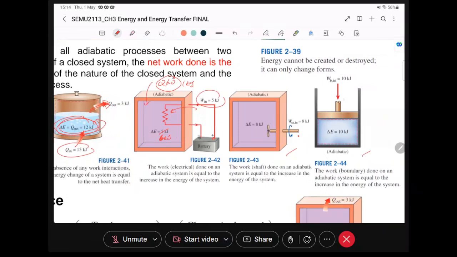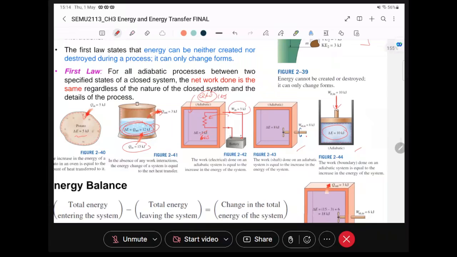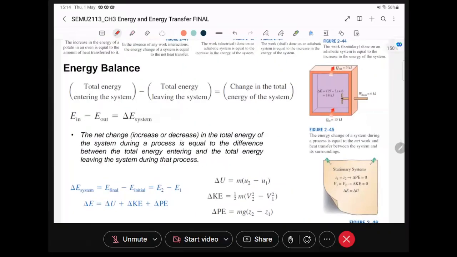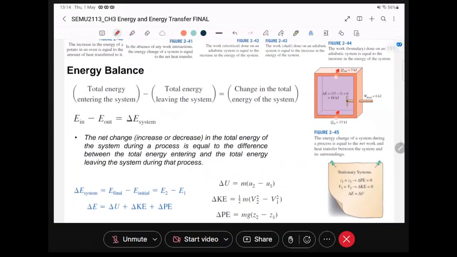Even the piston pressing a closed cylinder. 10 megajoules of work done to the piston here, so the fluid inside will gain the energy of 10 kilojoules. What is important here really is that energy has to be conserved. Therefore, we have the energy balance equation.